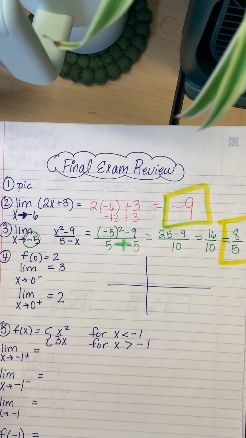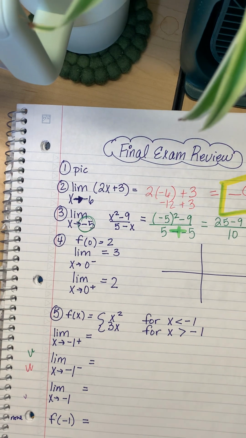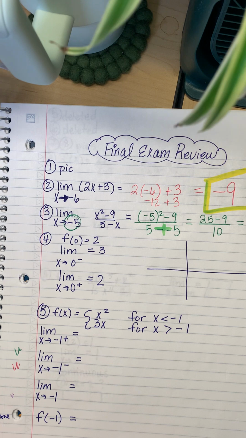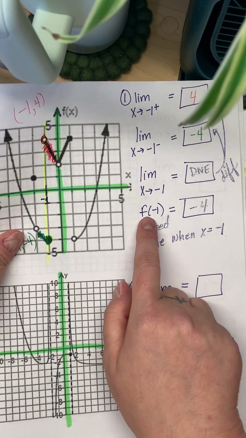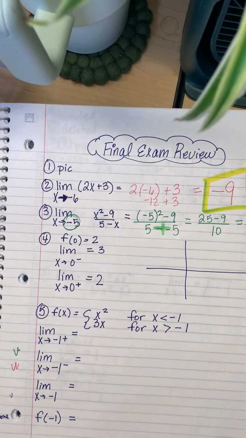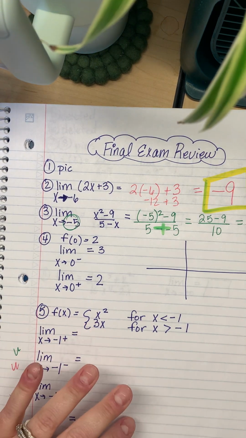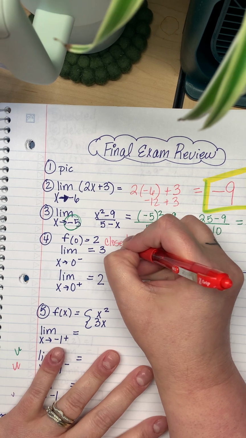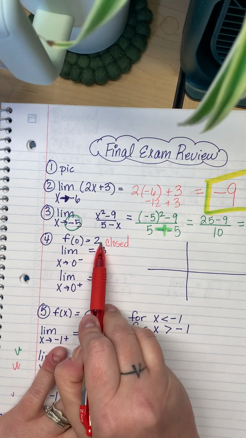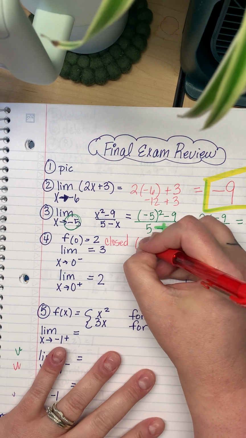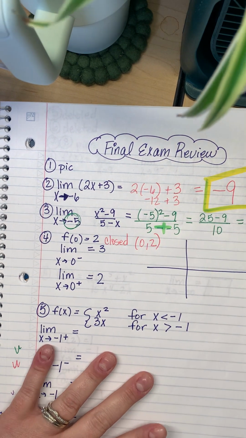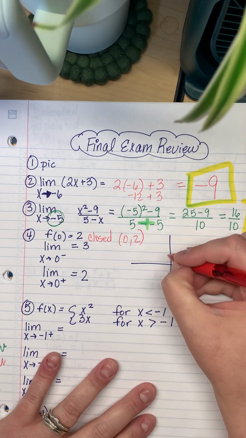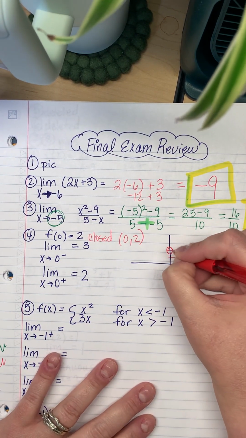Okay, let's look at number 4. It says f of 0 equals 2. And if you remember from those pictures we talked about, when you have f of a number, that's a closed hole. So we are going to have a closed hole at f of 0 equals 2, or (0, 2). So let's go ahead and put a big fat dot at (0, 2). That's 0 left, right, up 2. Big fat closed dot.